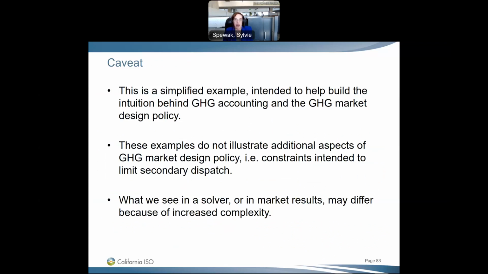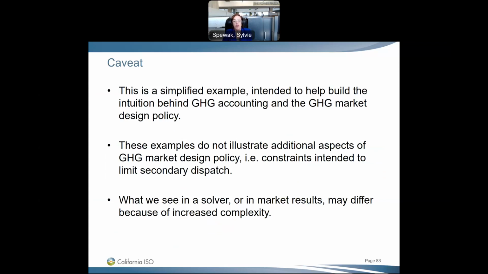So before we dive in, I just want to provide a final caveat. This is a simplified example. It's intended to help you build the intuition behind GHG accounting and the GHG market design policy. None of these examples require a solver to solve. I did end up using a calculator or an Excel spreadsheet in a few of the examples just to get the math right. A lot of people think I should be good at math, but I mostly deal with Greek letters, so I needed a tool to figure out some addition and subtraction. But in general, you should be able to eyeball the solution to each of these examples.